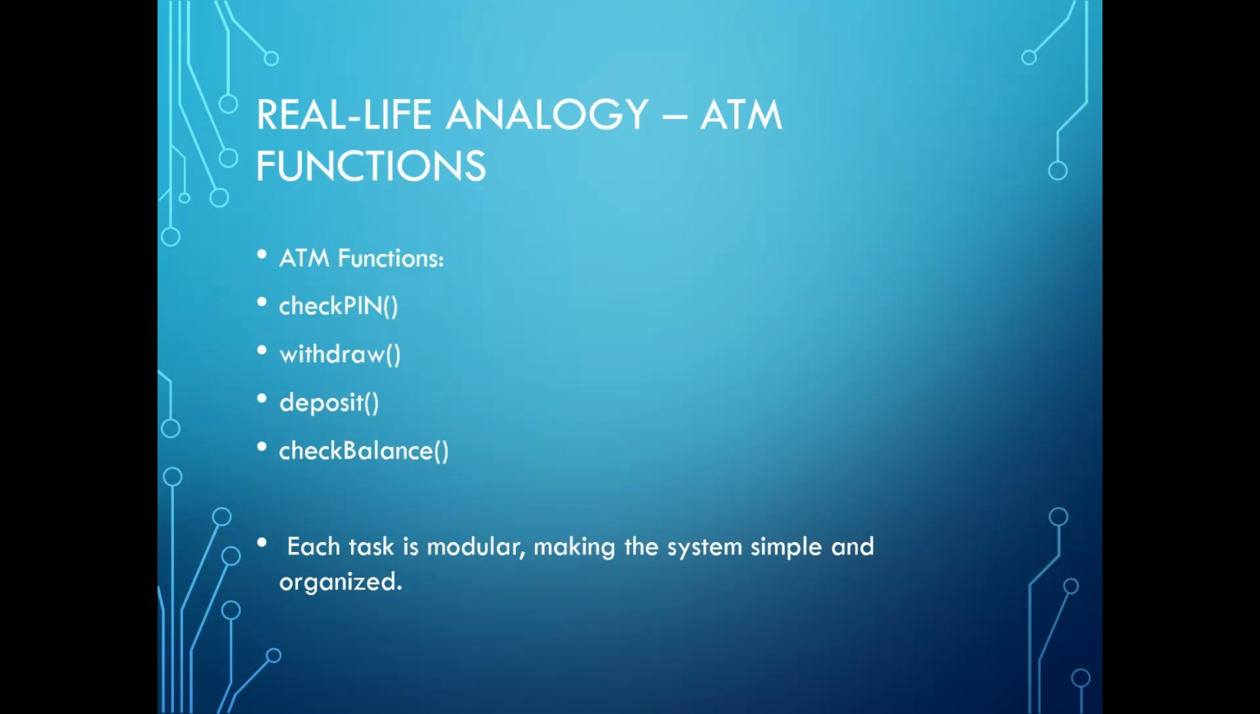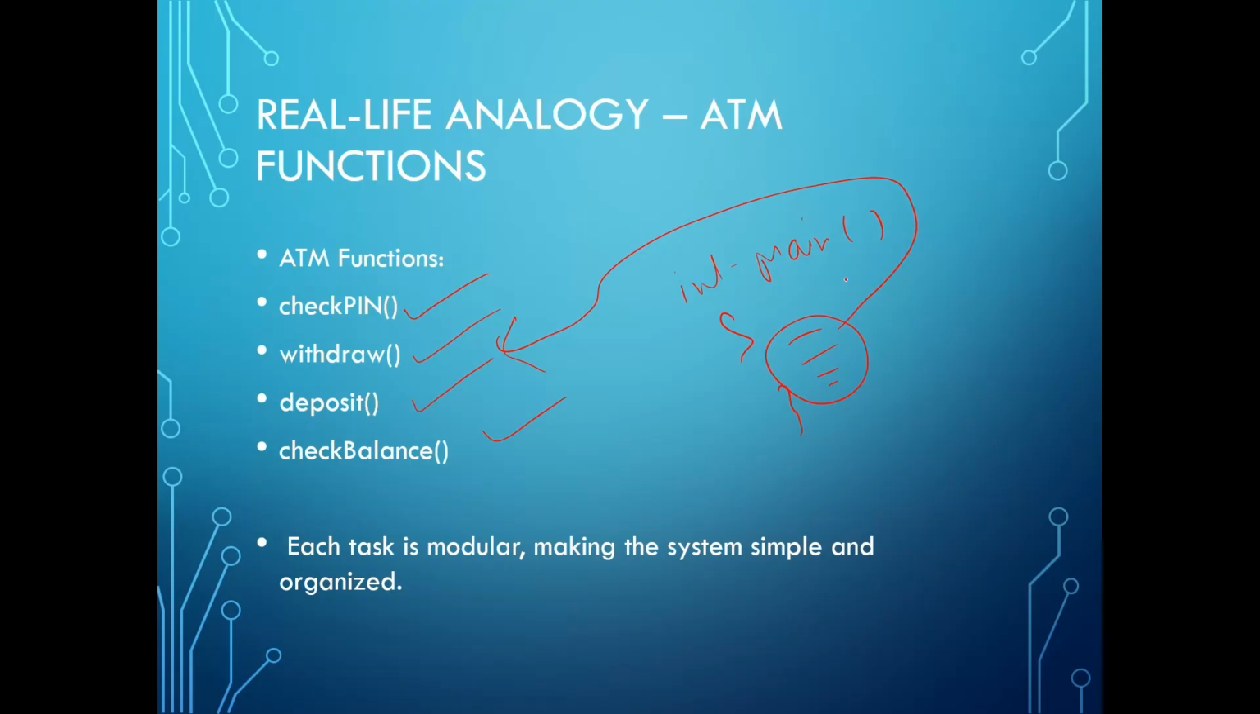So what is the real-time analogy here? Think of an ATM machine. It has modular functions like check pin, withdraw, deposit, check balance. Each task is a separate function. This is modular programming in real life. You can try yourself how check pin is happening. You can call it in the main function. For withdraw as well, you can do the same. You can write your own function for deposit and check balance as well, and call them in the main function. When you call them, all the calls will happen here. In that case, it is easy.